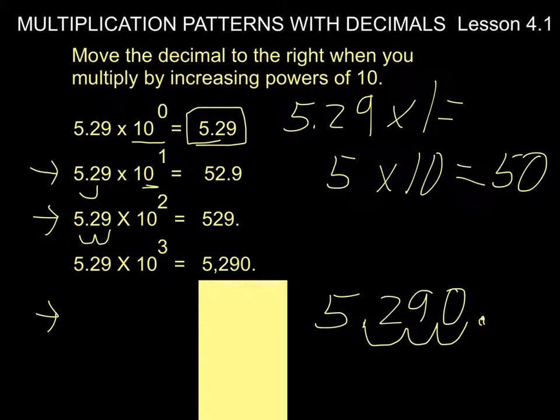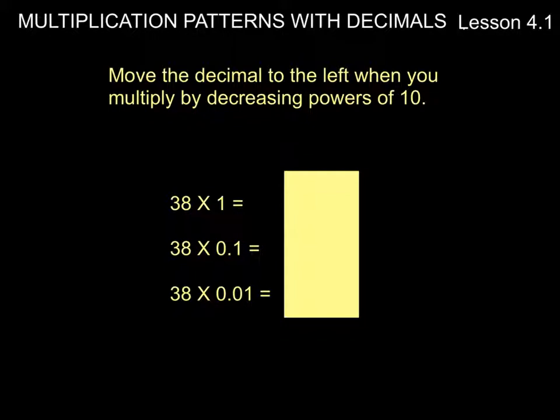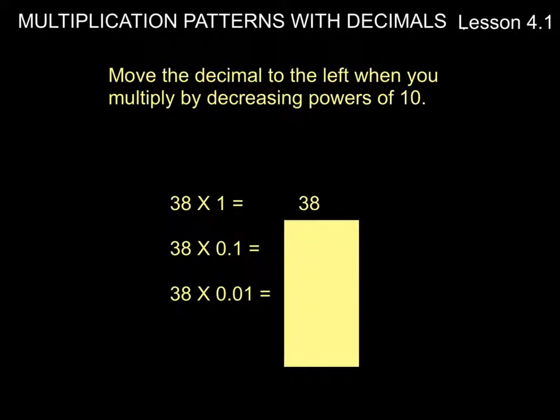5,290 whole. For our next problem, we are going to multiply 38 by decreasing powers of 10. This time, we are going to move the decimal to the left. 38 multiplied by 1 whole is 38, and this is the identity property.